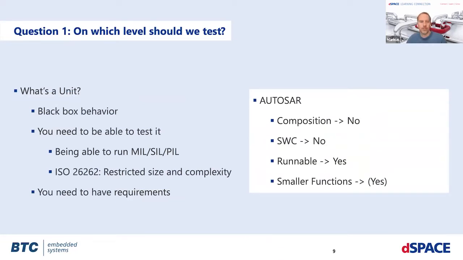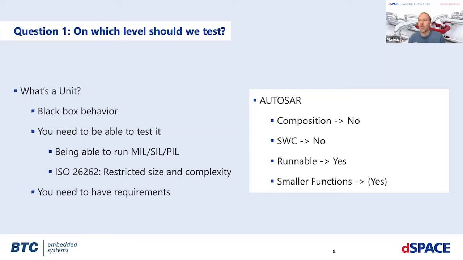So, and I think you teased this already a little bit, that probably the runnable is one of the most obvious choices for being a unit, and maybe smaller functions if I decide to have them. But if we want to be really, really strict and interpret the AUTOSAR standard in a very strict way, we could also argue that smaller functions inside of a runnable are not allowed because they often introduce a global visible scope.